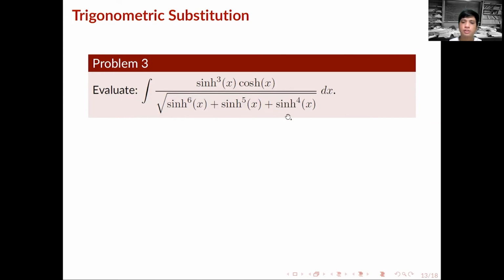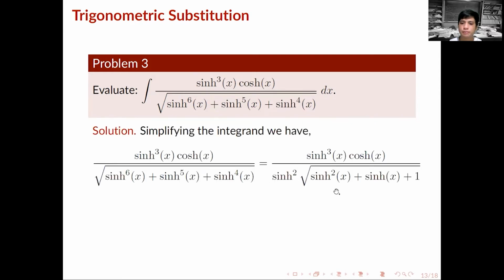First, we can factor out square root of sinh raised to 4 of x out of this radical expression. And since square root of sinh raised to 4 is just sinh squared, we will obtain this expression. That's why there's sinh squared there. There should be an x here. And then as you can see, we can cancel this out, and this one will become 1. And thus we obtain this expression.